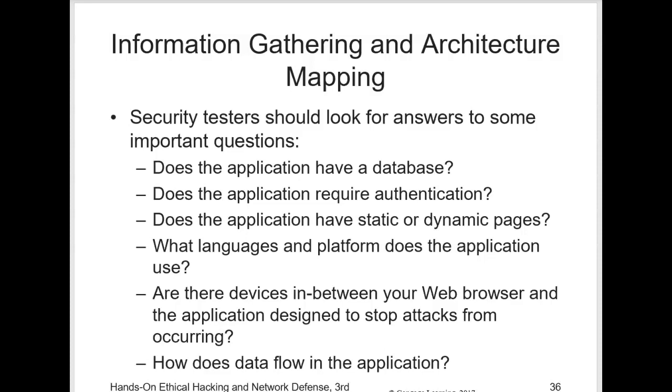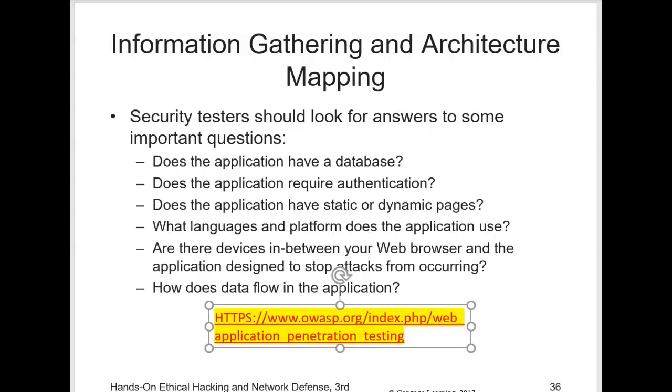So information gathering and architecture mapping, right? There are a number of security testing checklists and guides that you can use. You can walk through, as a security tester, this dynamic testing, right? And they're based generally on the OWASP Web Application Pen Test Guide, right? Which I'm going to pause and put up here for you. So this is the link to the site for the OWASP Web Application Pen Test Guide. Make sure you go there, right?